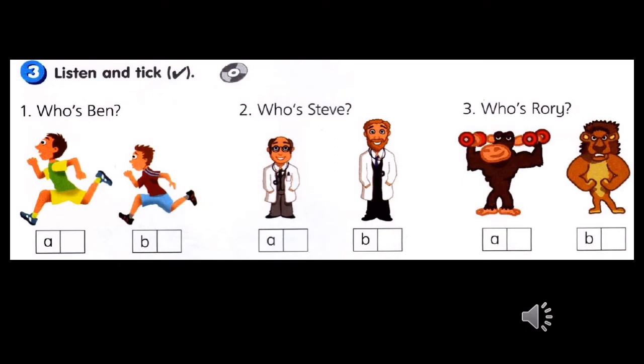2. Who's Steve? Steve is happy. He's shorter than Peter.